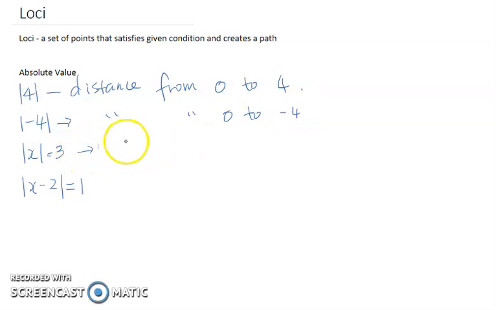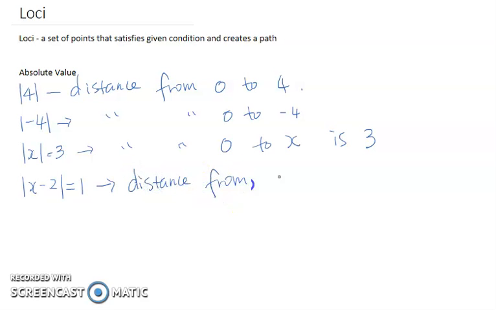And what about this one here? How do we interpret this? This is the distance from 0 to x is 3. And what about the last one that we have here? Now, if you look at it, -2, just think about the translation that we did in the past. When you have -2 on the x-axis, that actually means you're moving to the right by 2 steps. So now we can say that instead of the distance from 0, this is the distance from 2 to x is 1.